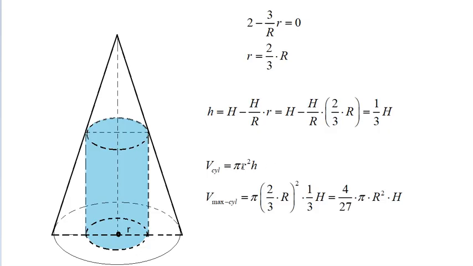So in the place of r here, we get 2/3 times the radius of the base of the cone, and for the small h, we get 1/3 H. And then simplify, we get 4 over 27 times pi times the radius of the cone squared times the height of the cone.